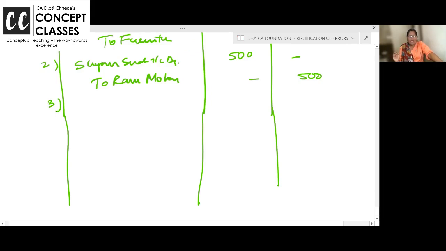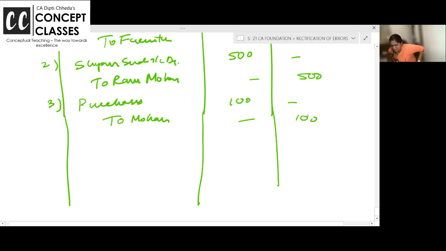Third, goods worth 100 bought from Mohan have remained unrecorded so far. Okay. Goods worth 100 were purchased from Mohan, but you have not recorded them. So record it, because the goods are already there in your godown. So purchase account debit, Mohan credit, 100. Okay. Just 2 seconds, check it now and continue writing the next entry.